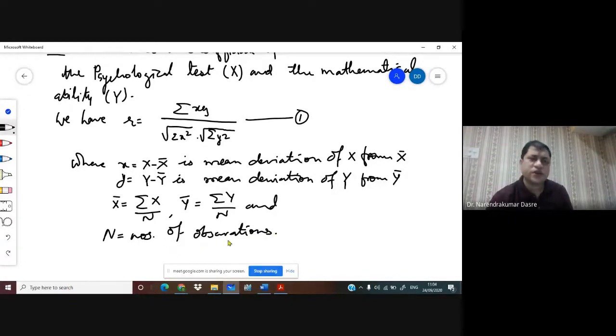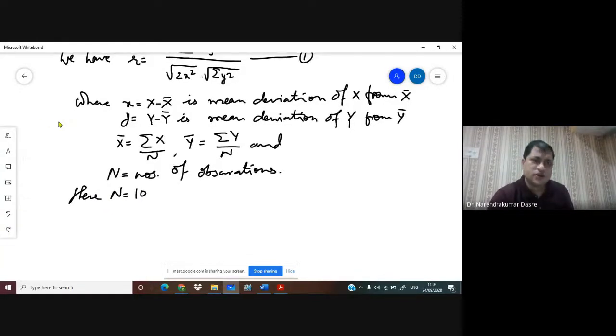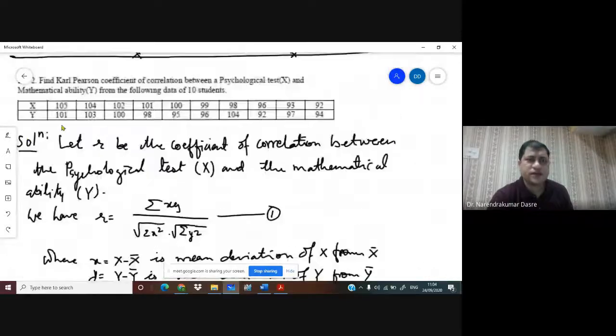Okay, so it is going to be the number of observations. What is the value of n in this example? So here n is equal to 10. It is given in the example that we have the following data of 10 students. Otherwise, we can just calculate the number of observations and then we can have this.